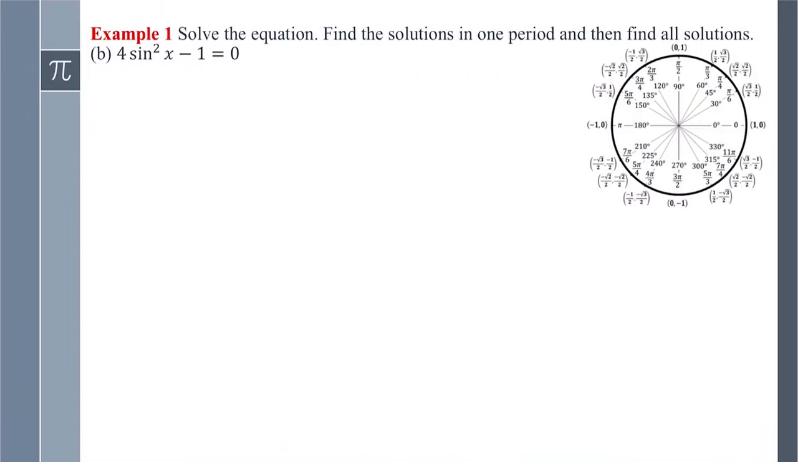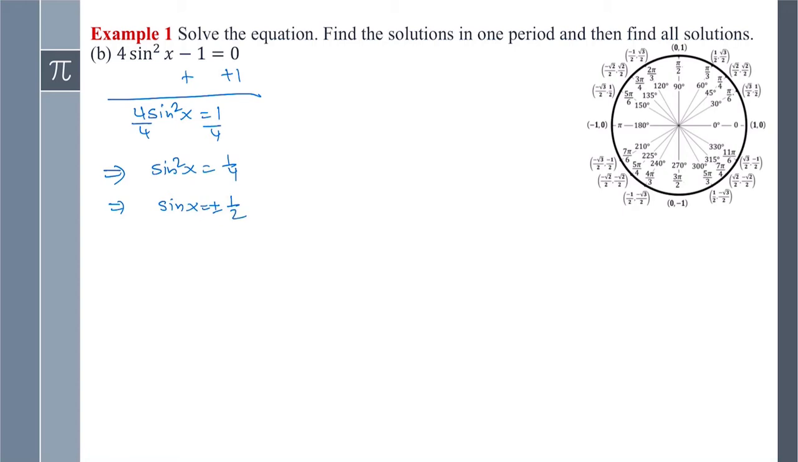So let's look at another example. We are going to add 1 on both sides. That gives us 4 sine squared x equals 1. If we divide by 4, we get sine squared x equals 1/4. And when we take the square root, we have sine x equals positive or negative 1/2.